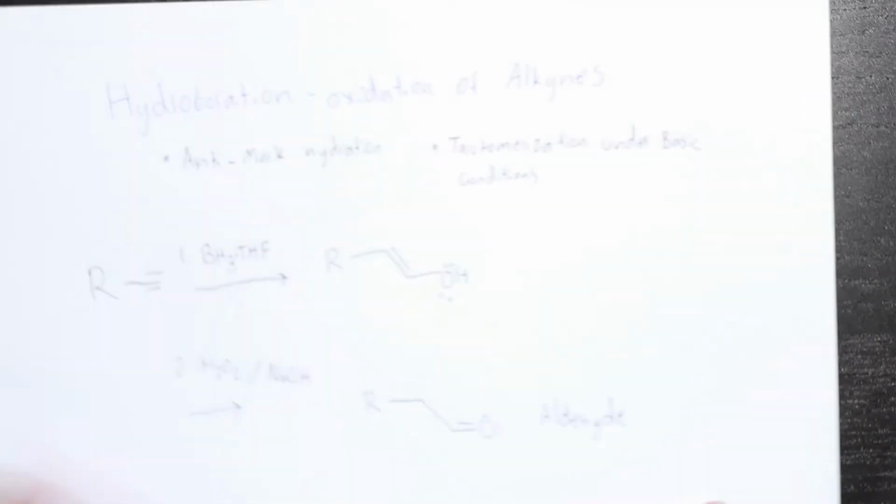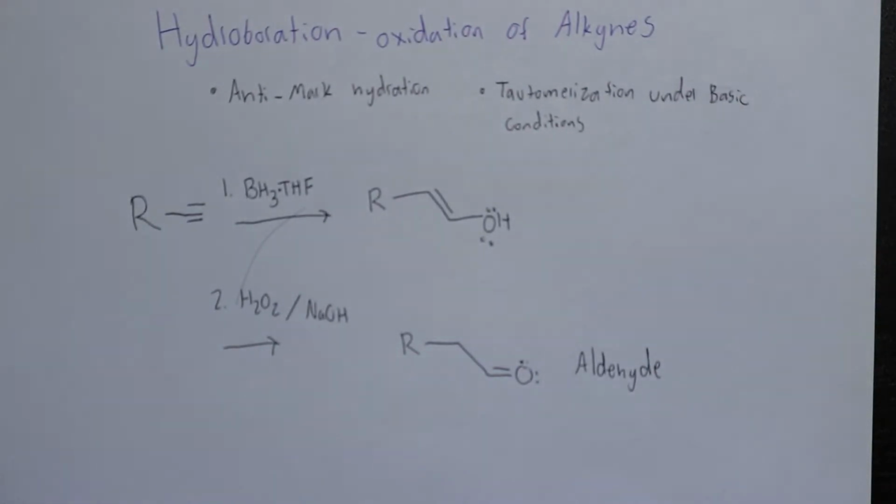Next, we will discuss the hydroboration oxidation of alkenes. Like previously discussed, oxymercuration, then acid-catalyzed tautomerization process synthesizes a ketone. The anti-Markovnikov hydration of alkenes results in an aldehyde. The two reagents used in succession are BH3, THF, or tetrahydrofuran, and H2O2 and sodium hydroxide.